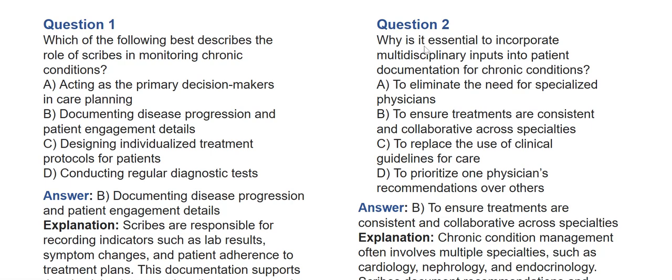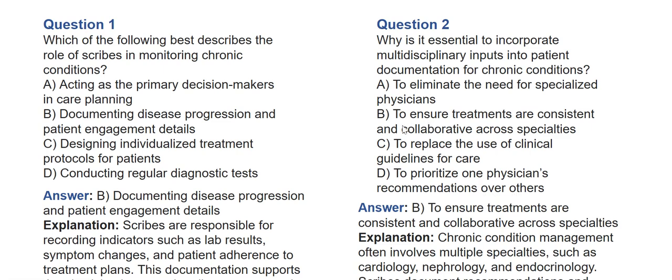Question 2, why is it essential to incorporate multidisciplinary inputs into patient documentation for chronic conditions? A, to eliminate the need for specialized physicians. B, to ensure treatments are consistent and collaborative across specialties. C, to replace the use of clinical guidelines for care. Or D, to prioritize one physician's recommendations over others.